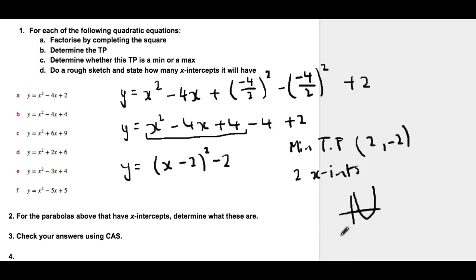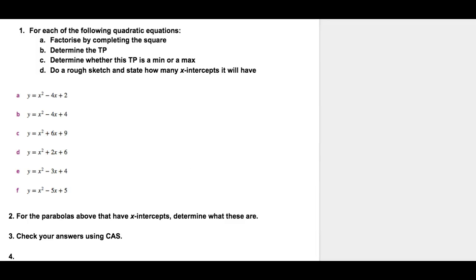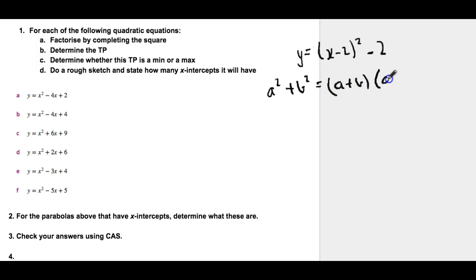Now to find out what these are, let's just clear all this because we're not going to have any room otherwise. So we have y equals x minus 2 squared minus 2. You can see we've got the difference of perfect squares because we have this minus sign separating this bracket and this constant. So remember the difference of perfect squares, a squared minus b squared is a plus b, a minus b. And all you need to do is identify a and b.